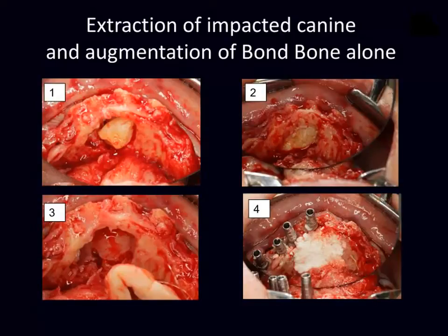Post-extraction. We notice that the cavity has 4 bony wall support. This case is optimal for using BONDBOND alone. We expect a complete bone regeneration since the resorption rate of BONDBOND is equivalent to the rate of bone formation in most clinical cases.